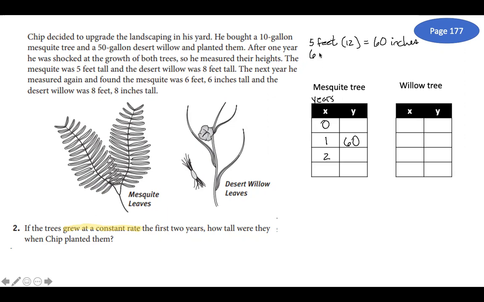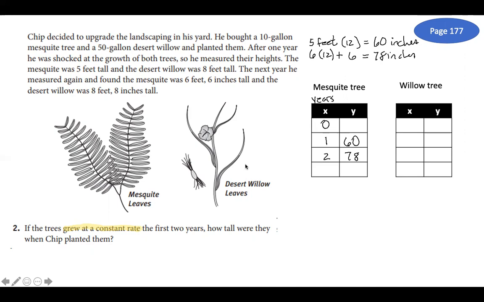So I'm going to take 6 feet and multiply it by 12 inches per foot. And then I'm going to add the 6 inches, right? 6 feet, 6 inches. I'm going to add the 6 inches. And altogether, I'm going to get 78 inches. So 78 inches for the second year.